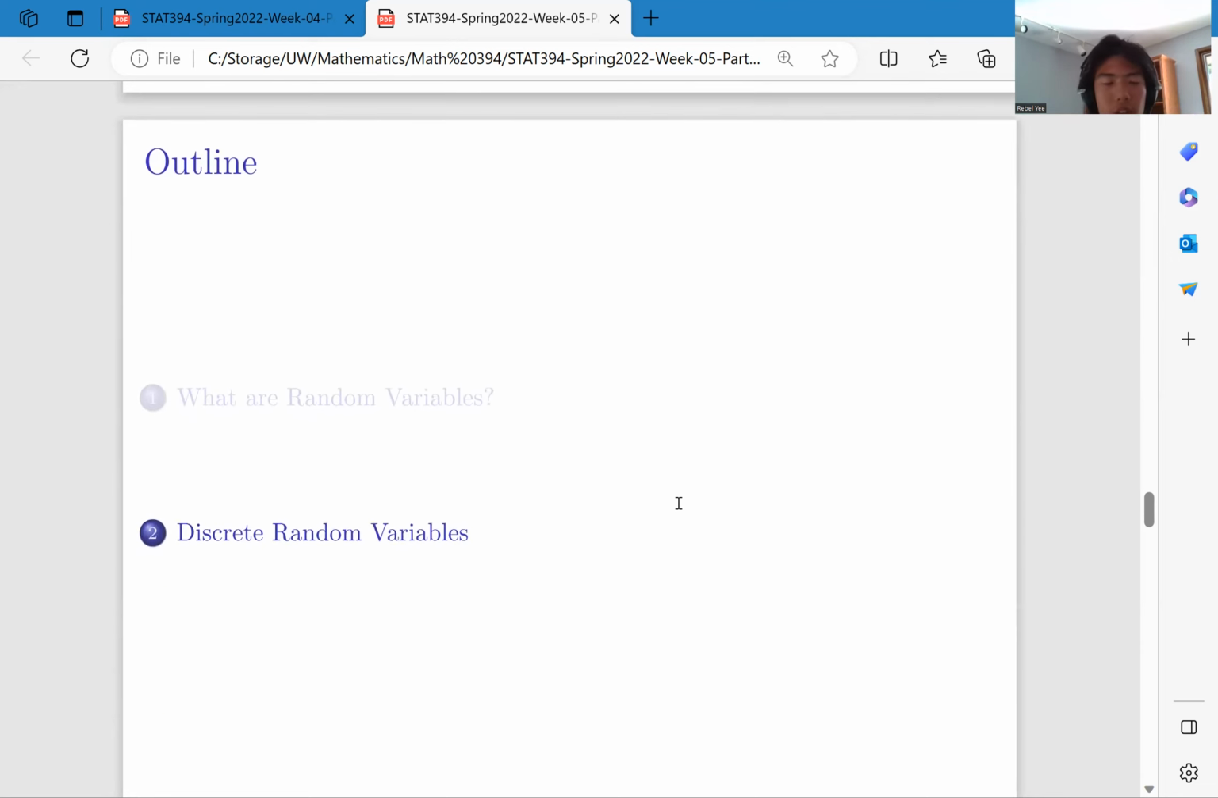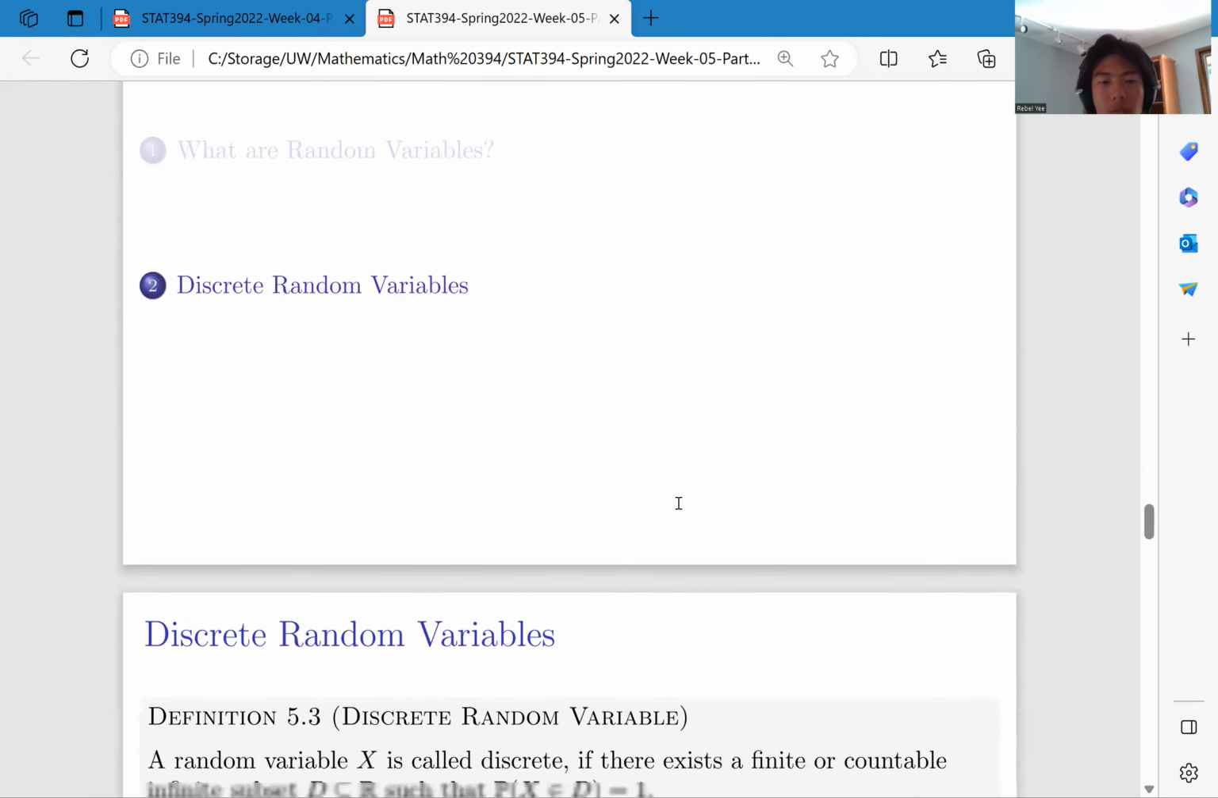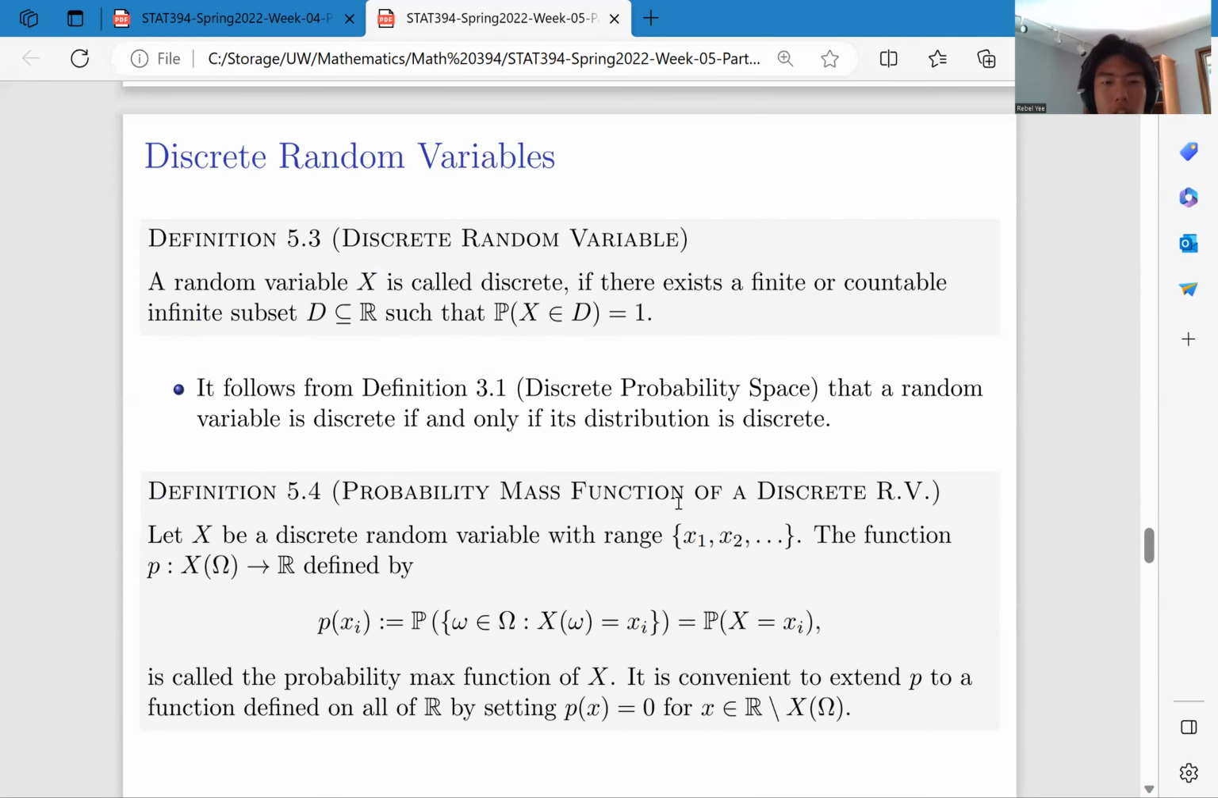And the second topic we're going to discuss today is the discrete random variable. A random variable X is called discrete if there exists a finite or countably infinite subset D of R such that P(X belongs to D) is equal to 1. This is the same as saying there's a finite or countably infinite subset D such that all of the real values X takes are in that D region. So the probability is 1. There's no probability that it can go beyond D.